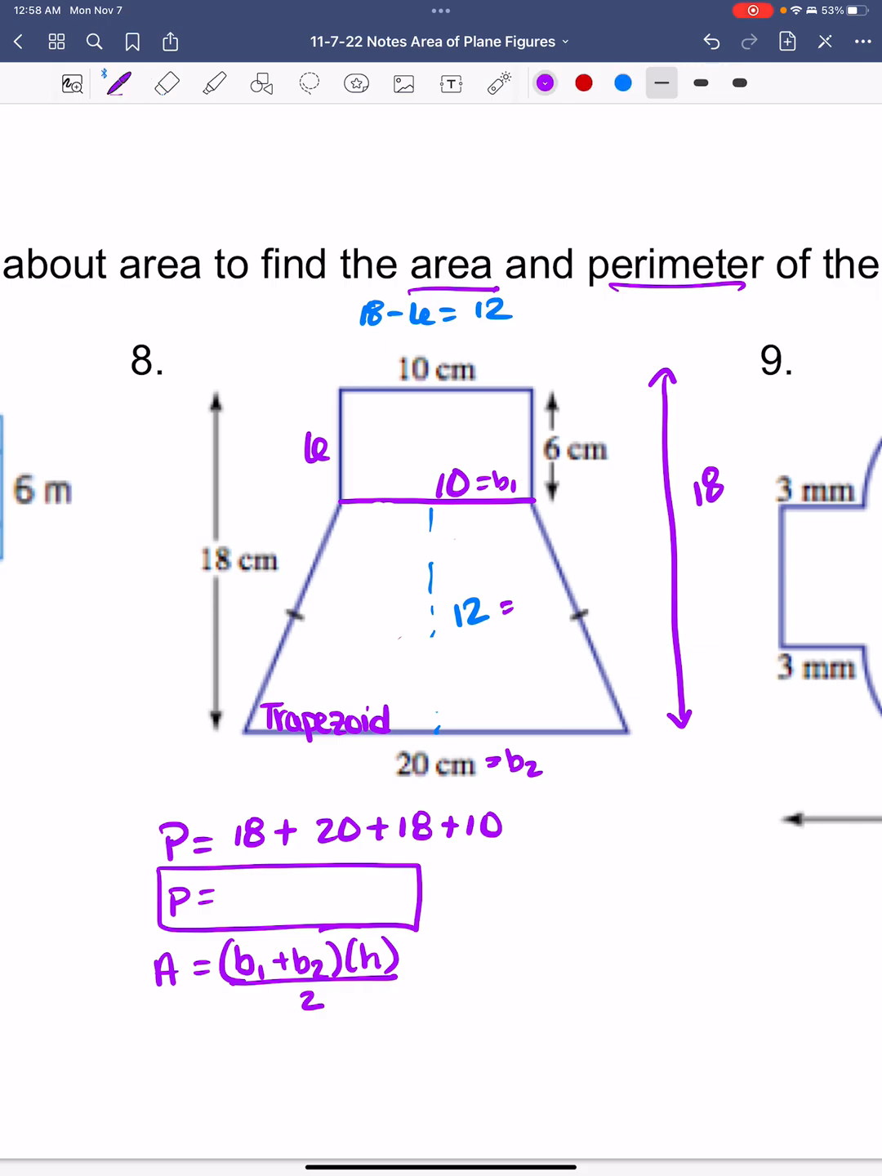Okay, and so there we go. Then from here, you're going to substitute it in. This is going to be 10 plus 20 times 12 divided by 2. And you're eventually going to get your area of 180 centimeters squared.